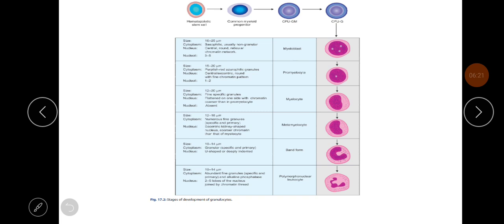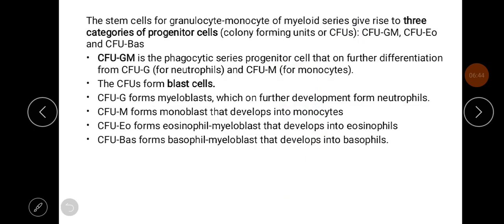So this is how eventually the colony forming unit G is going to form into different forms of the developmental stages of a neutrophil. They are going to initially form the myeloblast, promyelocyte, myelocyte, metamyelocyte, band form, then neutrophil. The stem cell for granulocyte, monocyte, myeloid series give rise to three categories of progenitor cells, that is colony forming units or CFUs: CFU-GM, CFU eosinophil and CFU basophil.